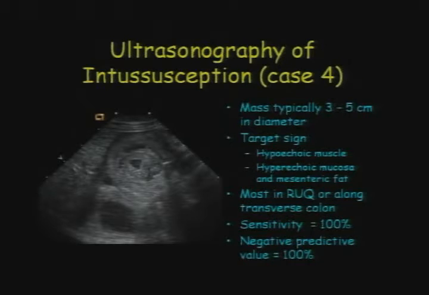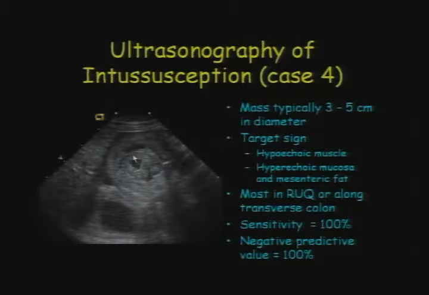Ultrasound is a great test. If they don't feel a mass and you don't see a mass, then I suggest that you get an ultrasound before you go to the enema, because you save the child radiation if you don't find an intussusception. It's a very typical target appearance because of the hyperechoic mucosa, hypoechoic muscle. And it's folded up on itself so it looks like a target.